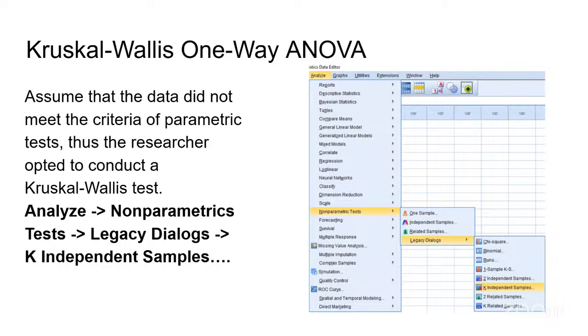Like others, you have to go to the non-parametric test, then legacy dialogs. After that, K independent samples you have to follow. In case you want to use SPSS, then you have to do the same thing. Next.